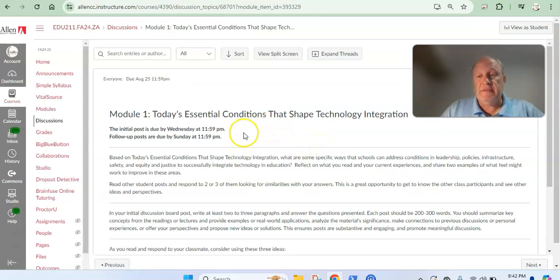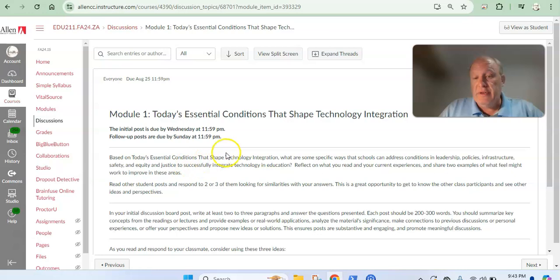In the next one, you'll see the setup is very similar. The initial posts are due by Wednesday. And the reason they're due by Wednesday is because discussions in an online course are very important. They're how we interact, they're how we share ideas and share our thoughts. So a lot of the course is built around discussions. So again, the initial post is due by Wednesday, and that's so everybody has their ideas down. And then your follow-up posts are due on Sunday.